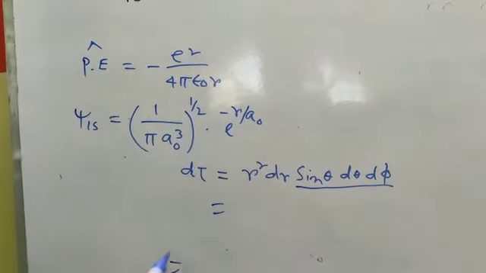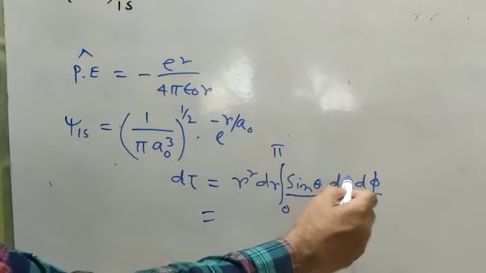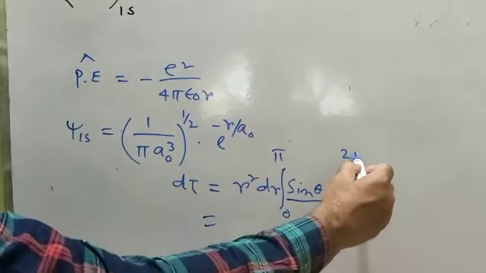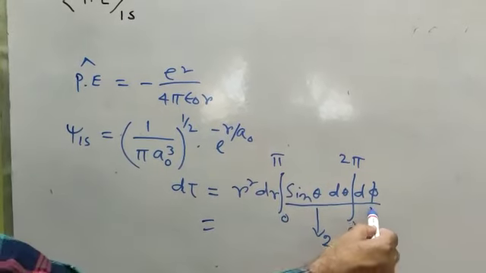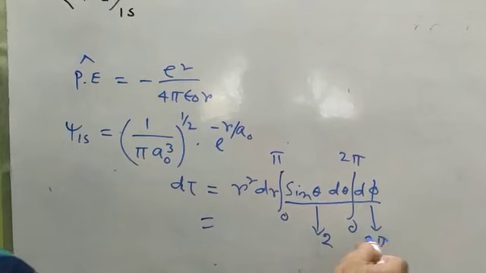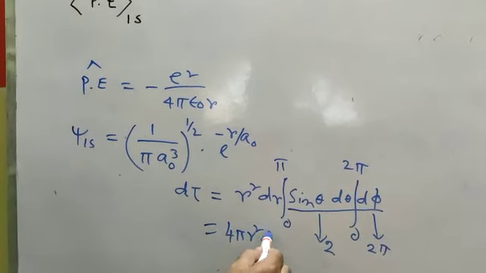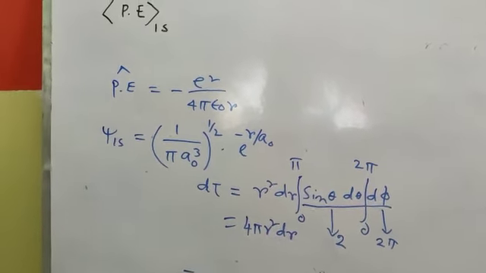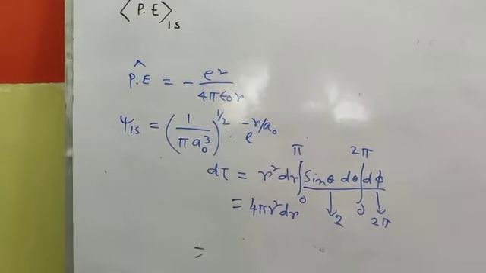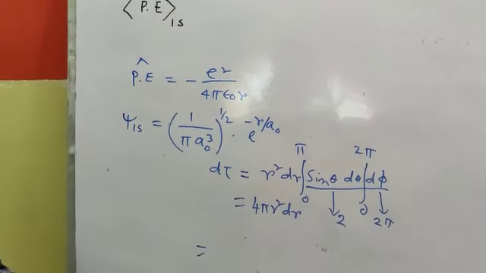That means sin theta d theta integrated from 0 to pi gives a value of 2, and d phi integrated from 0 to 2 pi gives a value of 2 pi. Multiplying, we get 4 pi r square dr. So while evaluating the average of the potential energy, we can replace d tau by 4 pi r square dr.